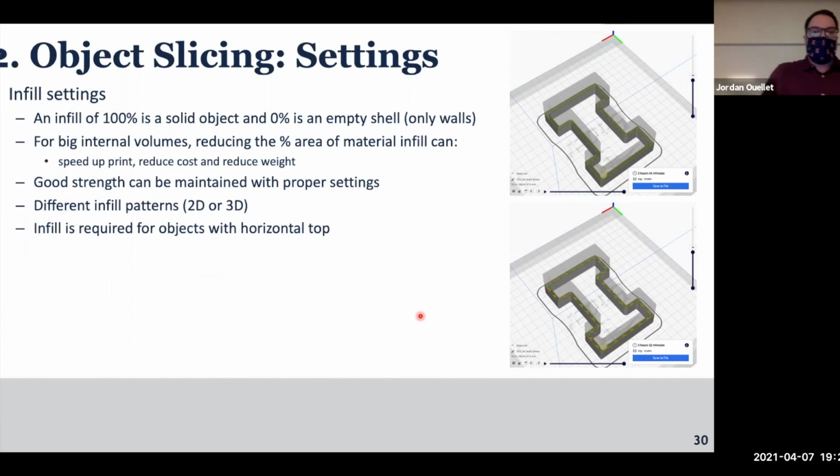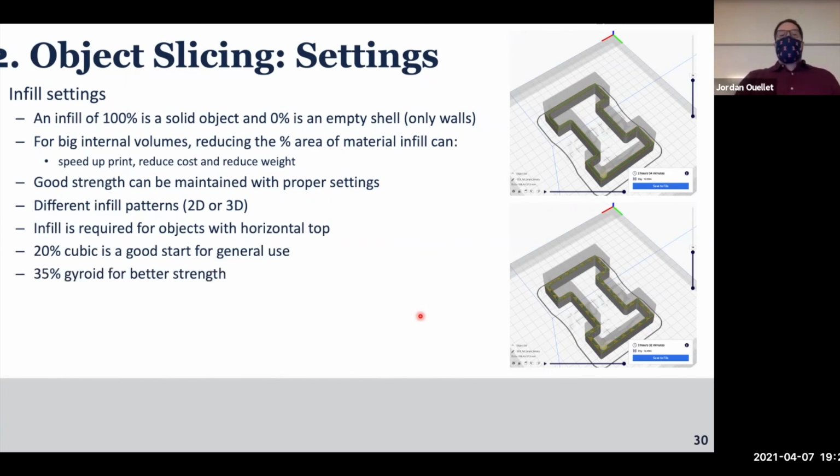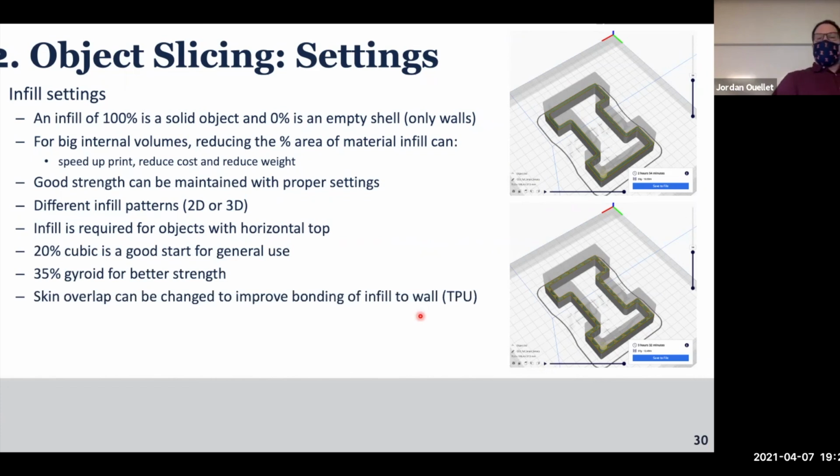It is required to have infill for objects with a horizontal top. For example, this one here. I have a support to hold the bottom of it. But then what's going to support the top if I have infill? You need to have a structure inside to support that final layer up there. So that's why infill is needed. Usually 20% cubic is the way to start. 35% gyroid for better strength. And that's all stuff you can figure out in Cura.